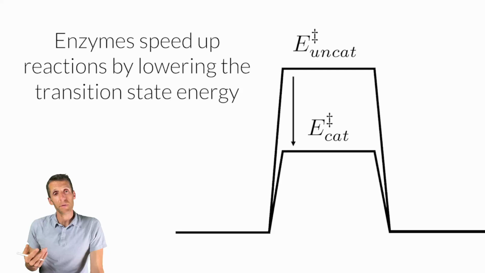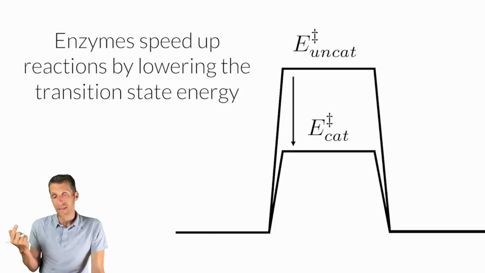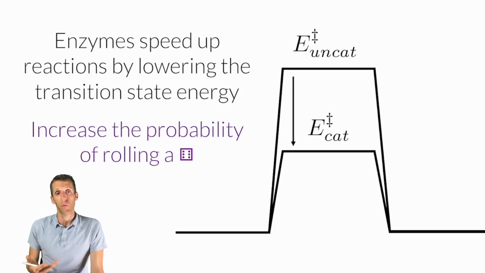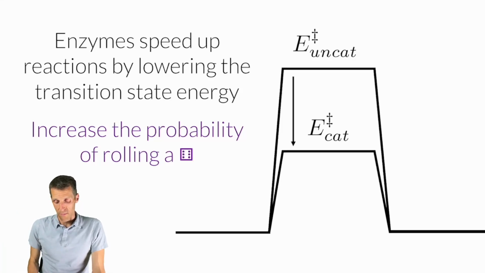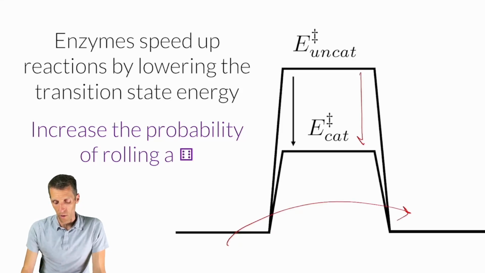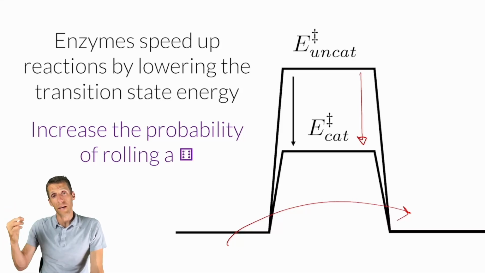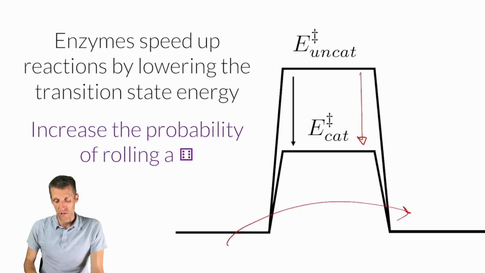Enzymes have the same basic options, and it turns out they choose the second one. What they do is increase the probability of rolling a 6 by lowering the transition state energy. You've probably seen diagrams like this before, where the transition state determines the reaction rate, and then an enzyme or any sort of catalyst lowers that energy, increasing the probability of going over the transition state and thus making the reaction faster.